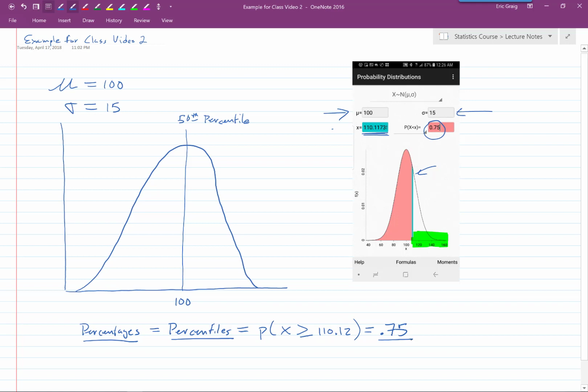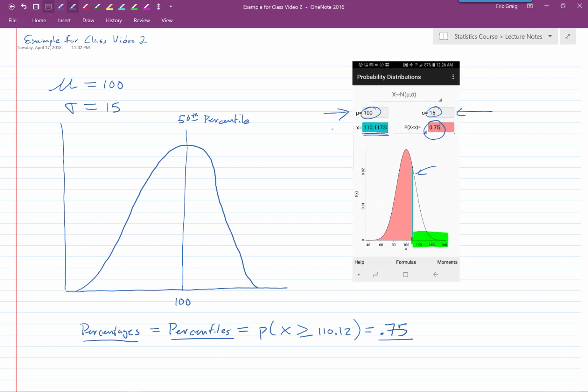And again, you would enter the values as usual over here and over here. Instead of entering a score, we're looking to get that score. So we enter the percentage that we're looking for, the percentile we're looking for, and that spits out the score.